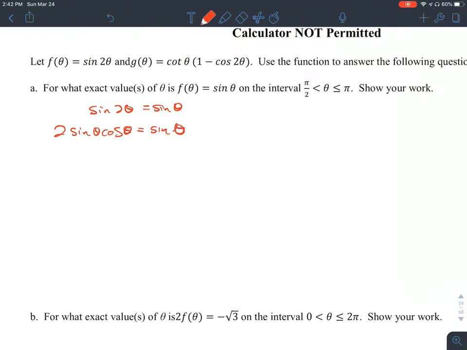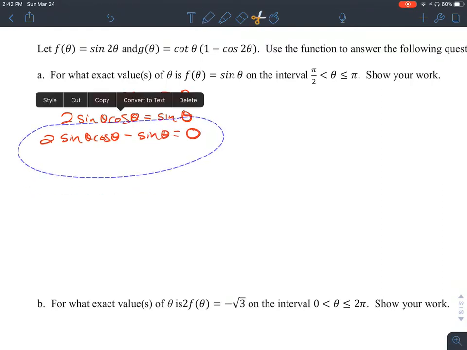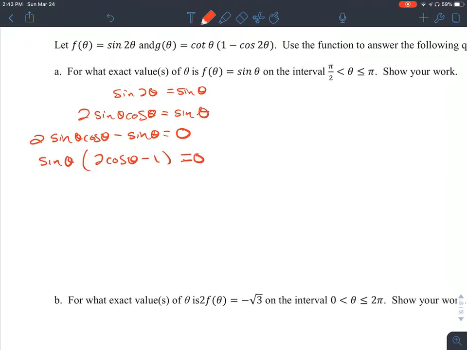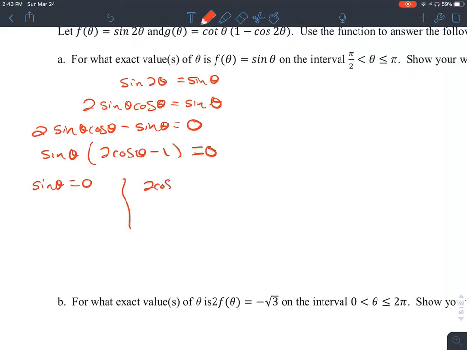If I were to subtract sine of theta from both sides, I would get 2 sine of theta cosine of theta minus sine of theta equals 0. If I GCF a sine of theta out of these two terms, I get this factored version of the problem. If I set each factor equal to 0, I'm going to get sine of theta equals 0, and I'm going to get 2 cosine of theta minus 1 equals 0.